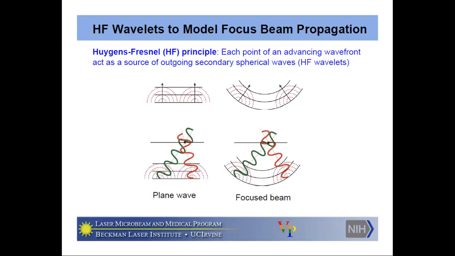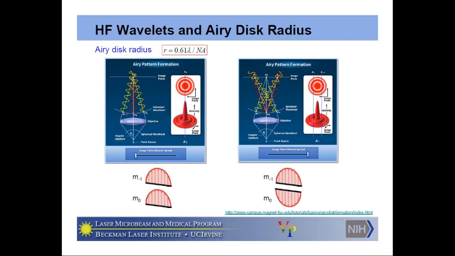And if you do that for each wavelet on this spherical cap, then all other vectors will cancel out and finally end up with another spherical cap at this location. So we are going to use this Huygens-Fresnel wavelet in focus beam modeling.